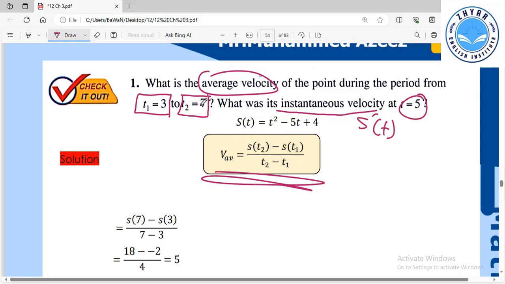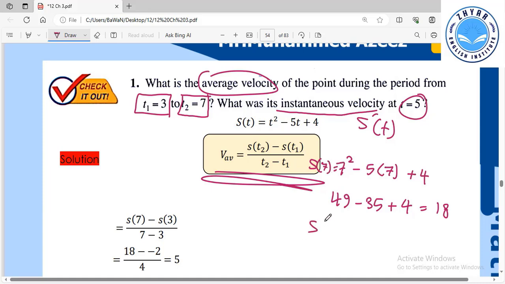Now, s(t2) means put 7 in place of t here. So if we put 7 in place of t, this will be 7 squared minus 5 times 7 plus 4. 7 squared is 49 minus 35 plus 4. 49 minus 35 plus 4, this is 14 plus 4, that is 18. And this is s of 7.